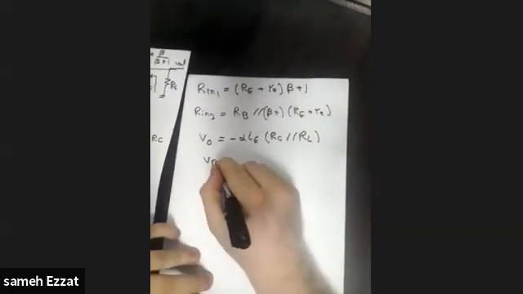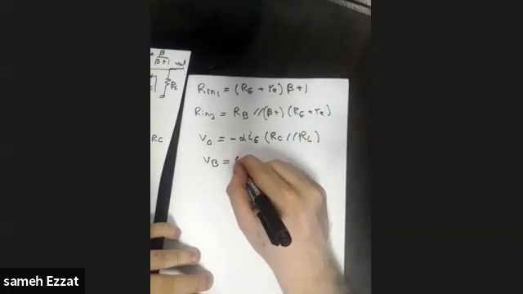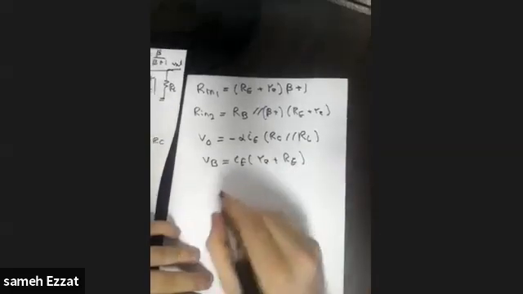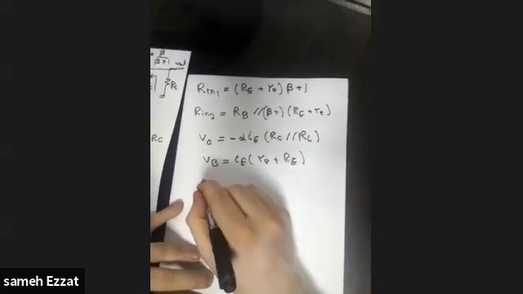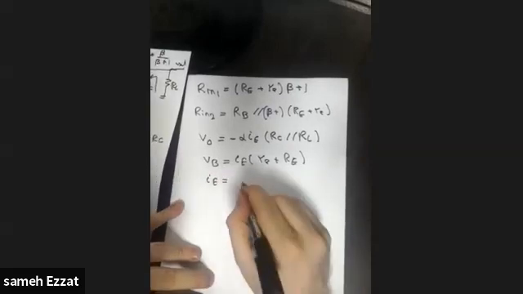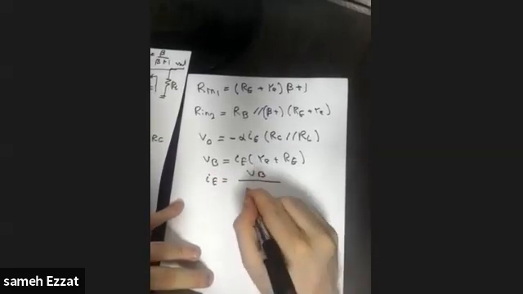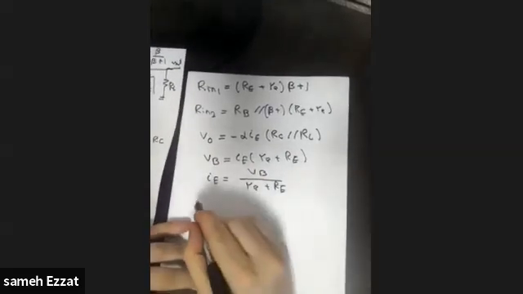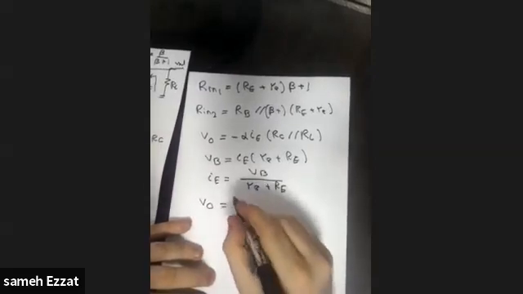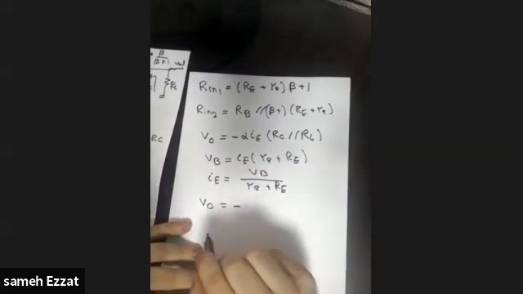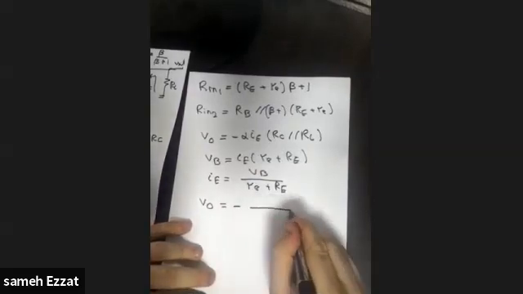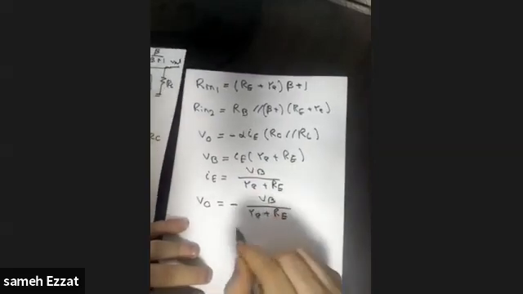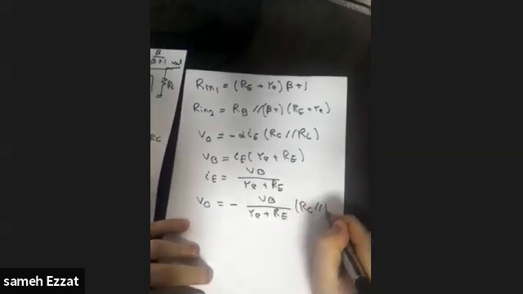So VP equals IE multiplied by re plus RE. That means IE equals VP over re plus RE. Now you can substitute in this equation and say that V out equals negative VP over re plus RE, multiplied by RC parallel with RL.